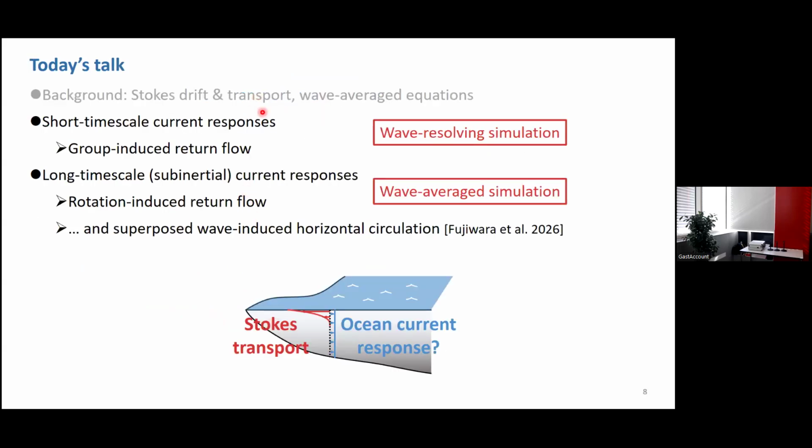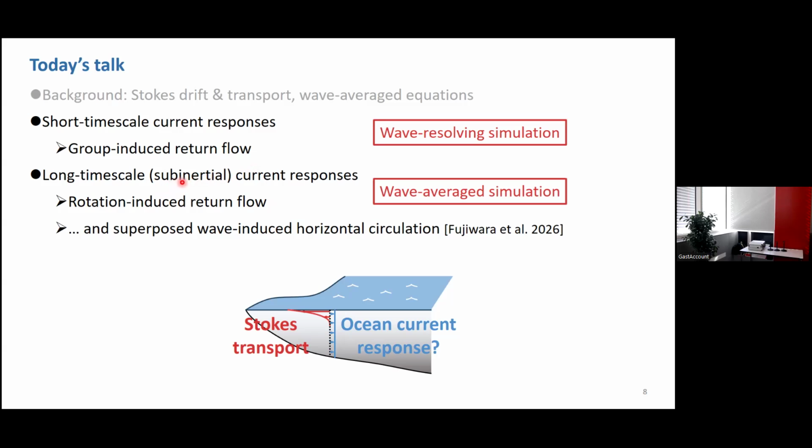So with this background, I will try to give an overview of the ocean current response to an incoming Stokes drift field. To do that, I will look at two limiting or extreme regimes in terms of timescale. The first one is the short timescale response, and I will show illustrative simulation results. I will use the wave resolving numerical simulation results here.